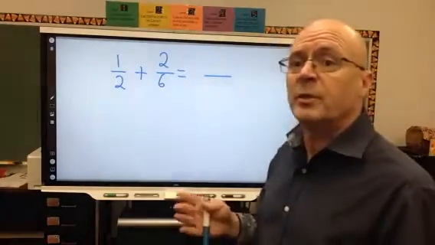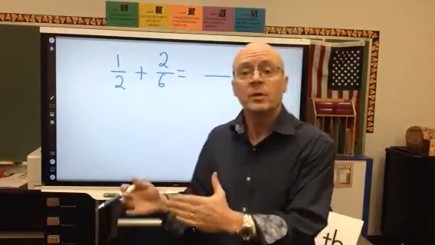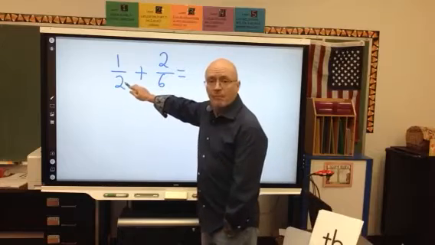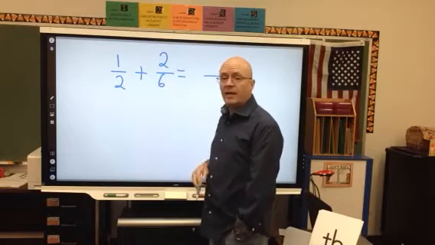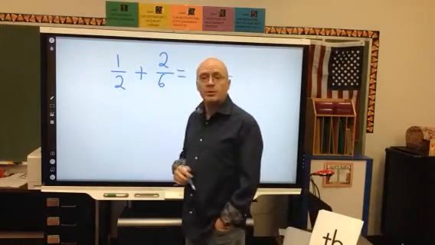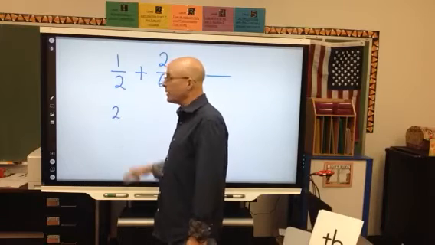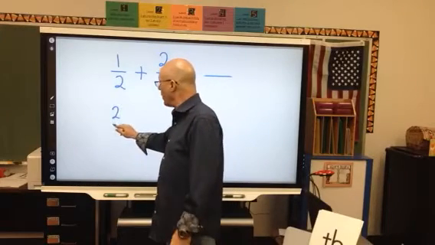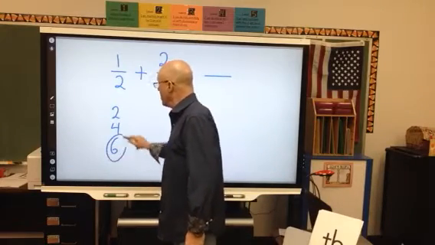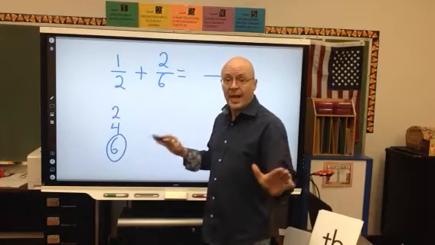So the first thing I'm going to do is check and see if the lower denominator can go into the larger denominator. So 2 is smaller than 6. Can I multiply 2 by anything to get 6? Is 6 a multiple of 2? Well, let's think through it. 2 times 1 is 2. 2 times 2 is 4. 2 times 3 is 6. So I can make these denominators both 6.